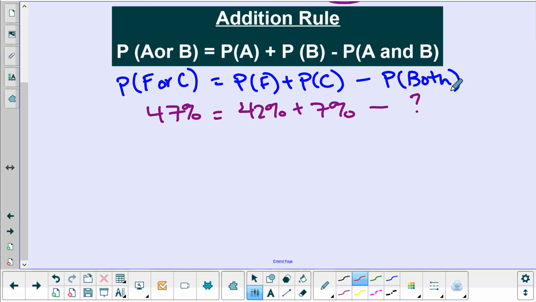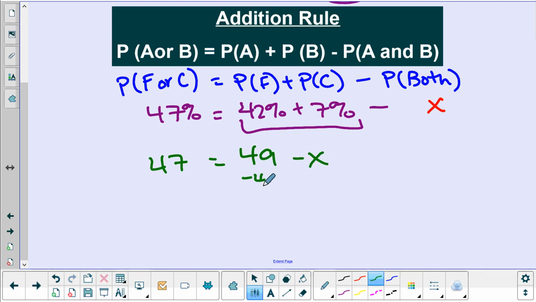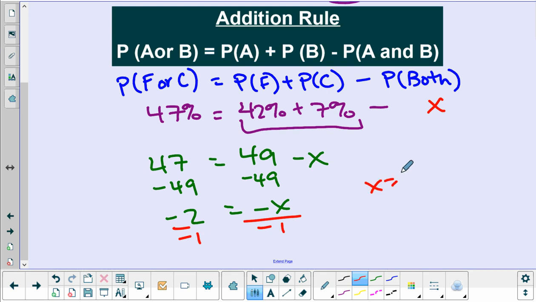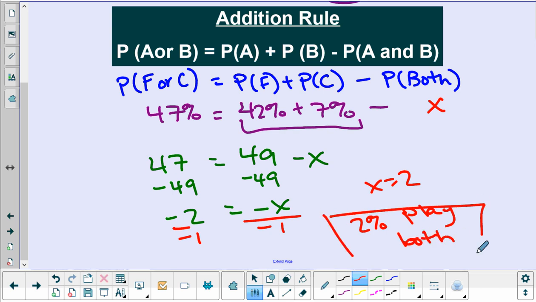Here's where good old algebra is going to come into play for you. So I'm going to call that an x, and I'm going to solve for x here. If you remember solving for x, we can put these two things together. So I have 47 equals 42 plus 7, which is 49, minus x. I'd subtract my 49 here, and I'd get negative 2 equals negative x, which obviously we all know, divide by the negative 1, divide by the negative 1, x equals 2. So 2% play both is what you were looking for there.